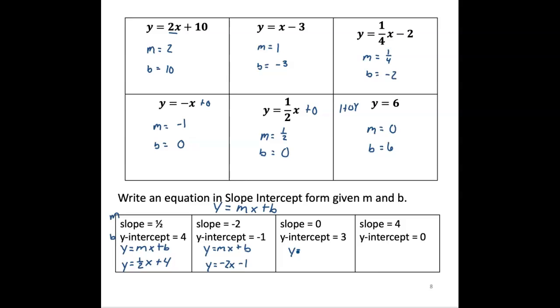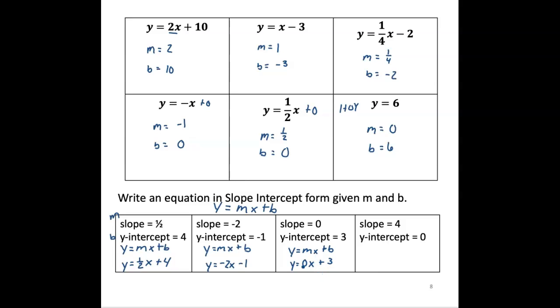Okay, here's my next one. Y equals mx plus b. Always best to write the formula first. Y equals, what is my slope? And 0. So I write 0x plus 3. There's my b. Y-intercept was 3.